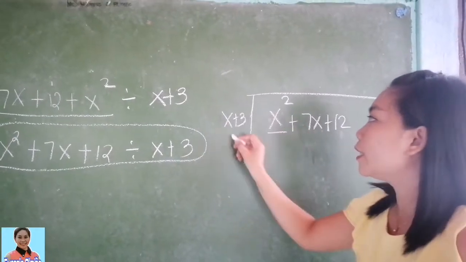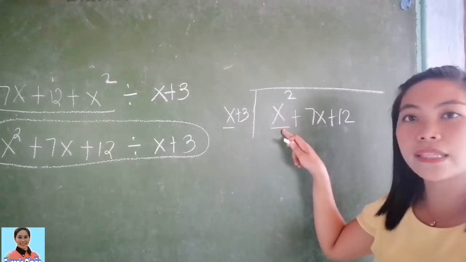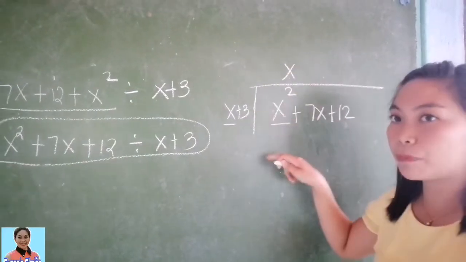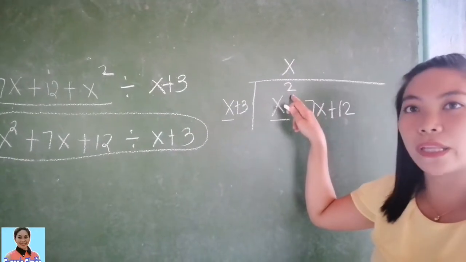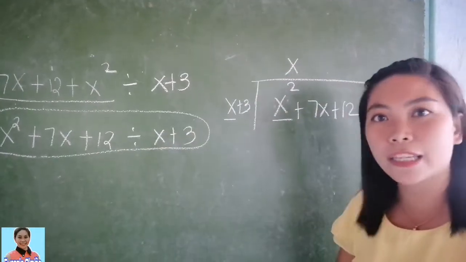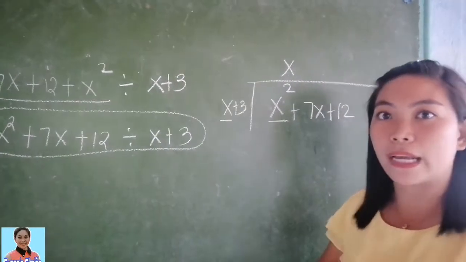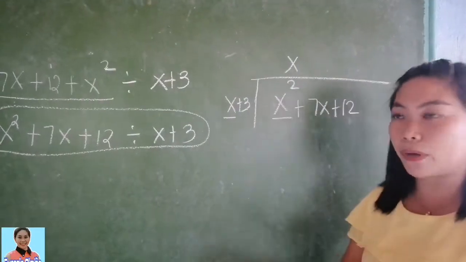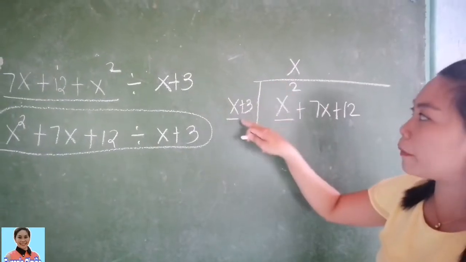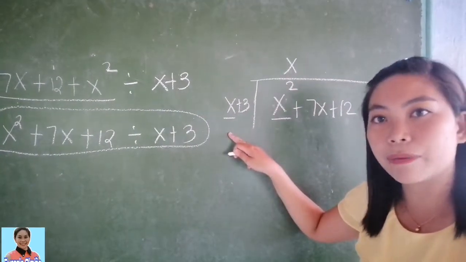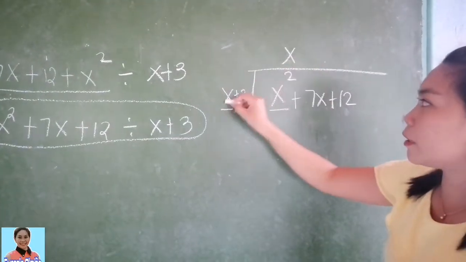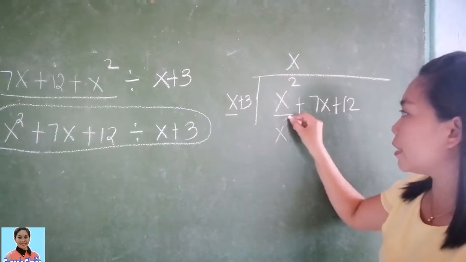So, first term to the first term. So, x squared divided by x, you have x. Bakit po x na lang? Because our exponent here is 2. Then the exponent here is 1, so we have to subtract the exponents in dividing monomials or binomials and polynomials. So, you have x, then, i-multiply po natin sa lahat ng terms ng divisor para magkaroon po tayo ng product. So, you have x multiplied by x, you have x squared.